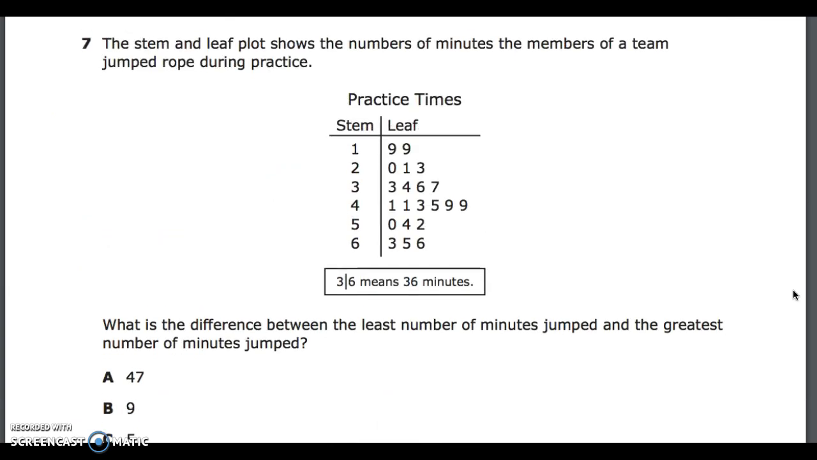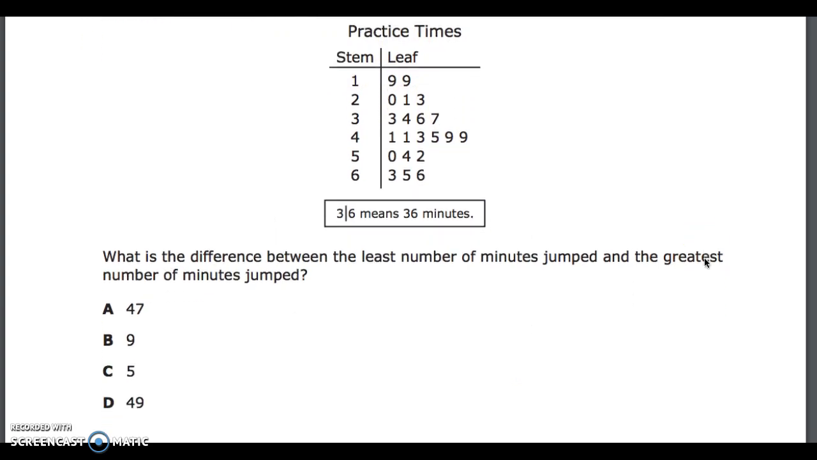Number 7. The stem and leaf plot shows the numbers of minutes the members of a team jumped rope during practice. Practice time. Stem, leaf. What is the difference between the least number of minutes jumped and the greatest number of minutes jumped?